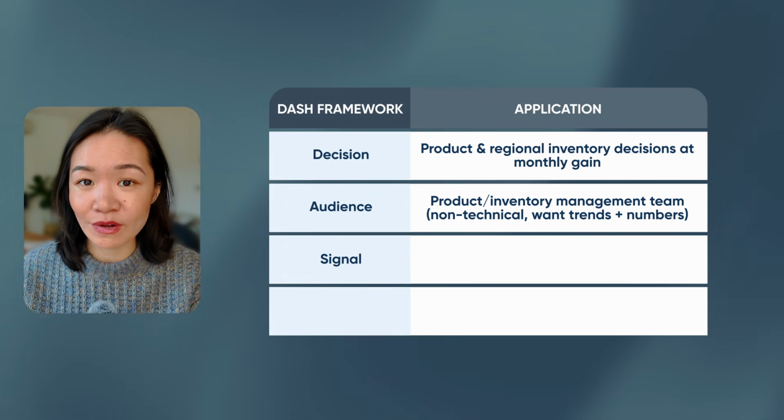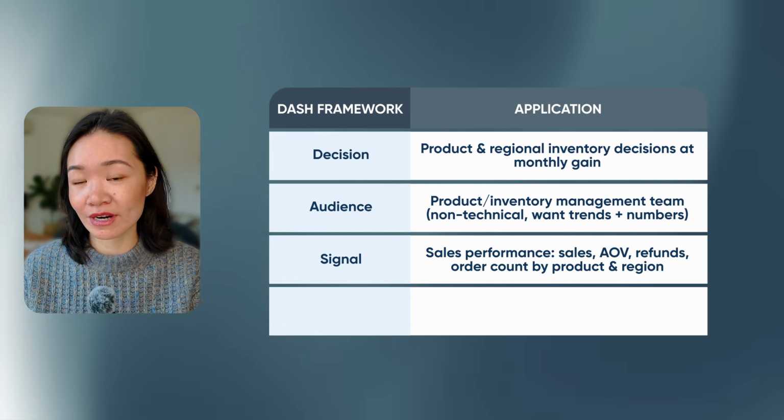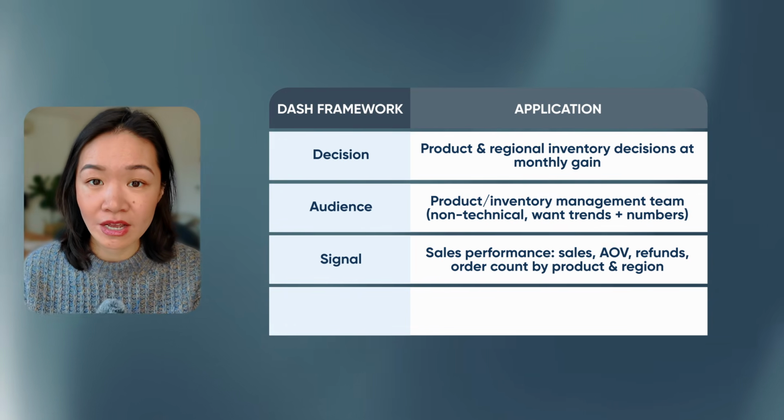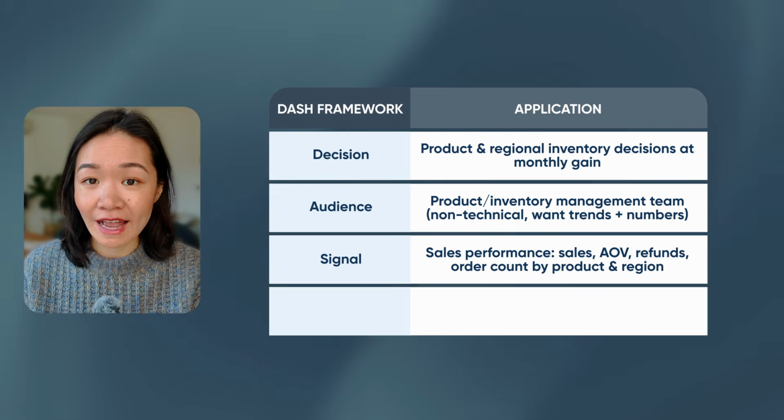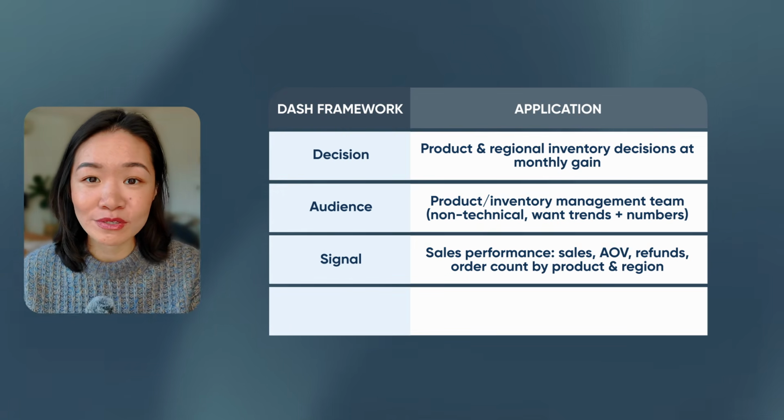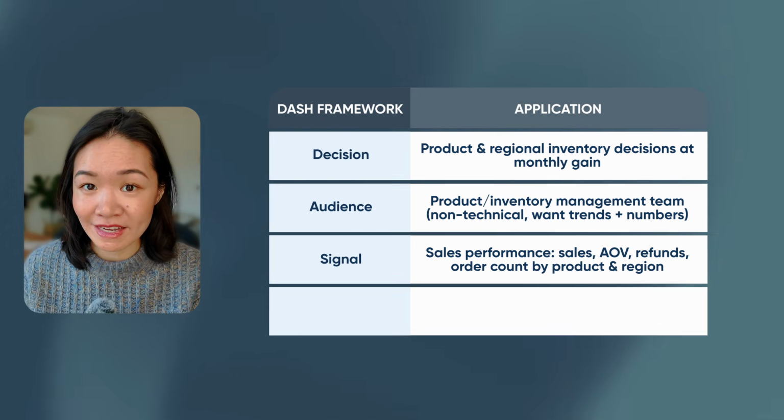For Signal, we know that we're looking at overall sales performance. So that already tells me that the top metrics I care about are things like sales, average order value, refunds, and order count. And I'm also going to slice by our 2 most important dimensions, which are product and the region.